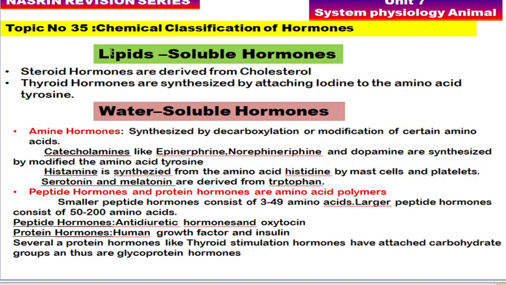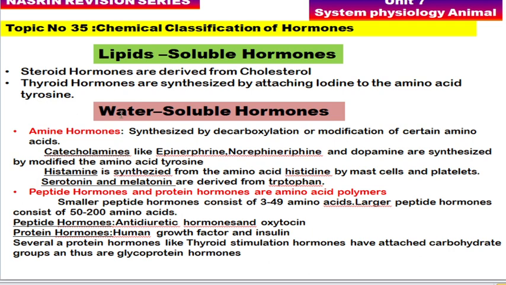Next, the chemical classification of hormones. Hormones are classified into lipid soluble and water soluble. Lipid soluble hormones are classified into two types, steroid hormones and thyroid hormones. All steroid hormones are derived from cholesterol, so that's the reason they are called steroid hormones, whereas thyroid hormones are synthesized by attaching iodine to the amino acid called tyrosine.